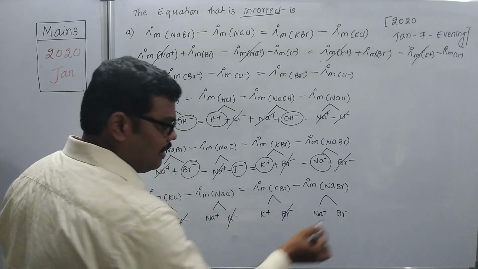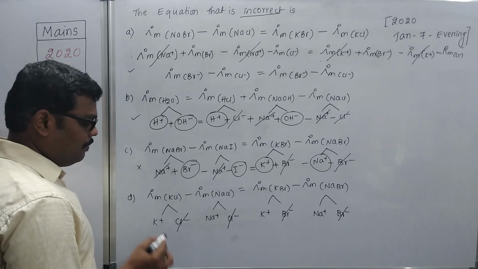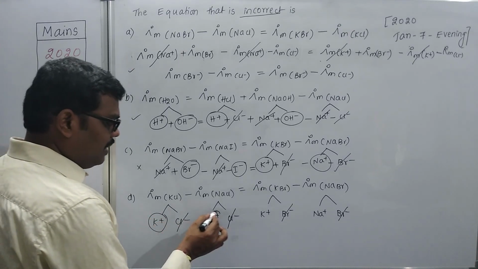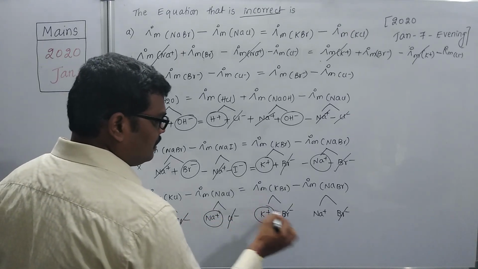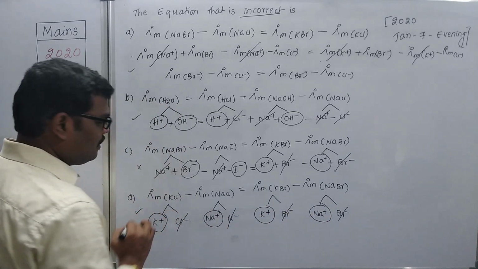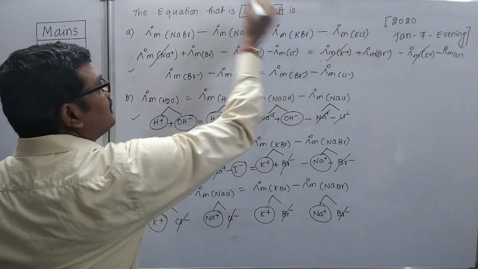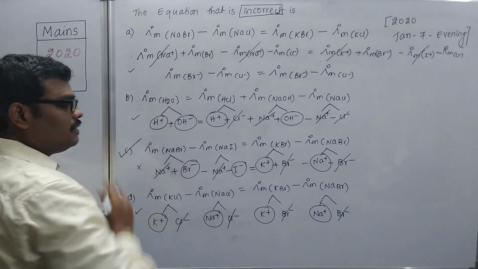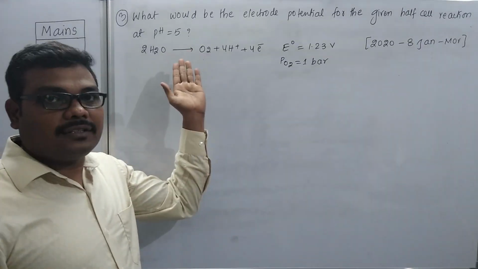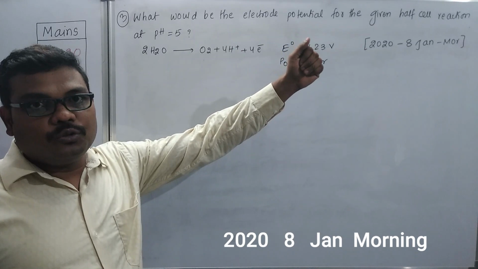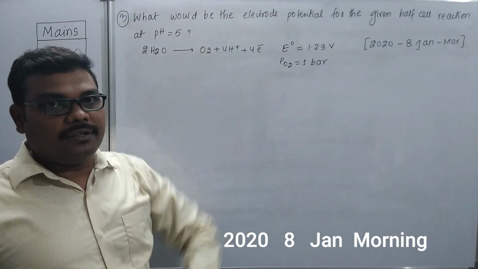Br minus will be cancelled here. What is remaining? K plus minus Na plus, K plus minus Na plus. This is the correct relation, but what is required in the question? An incorrect statement. The answer becomes C.